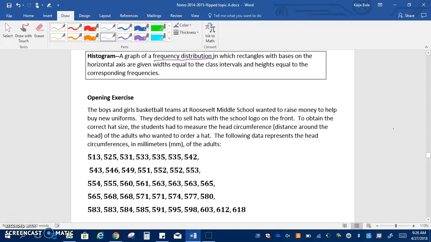And a frequency, if you want to write yourself a note, if you're not sure what that word means, frequency is how often something happens. Alright, and you hear that word outside of math class too, but frequency is how often something happens.